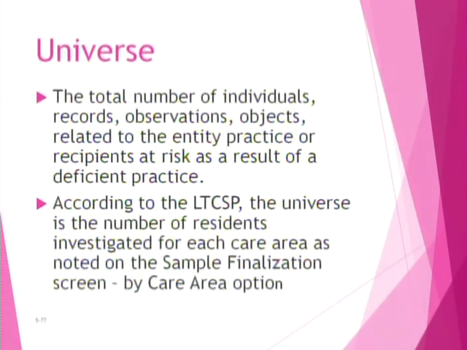The universe: the total number of individuals, records, observations, objects related to the entity practice or recipients at risk as a result of the deficient practice. Well, in our long-term care survey procedures, the universe is the number of residents investigated for each care area as noted on the sample finalization screen by care area option. So you need to check that. During the survey process, there are going to be several documents, but you need to look at the number of cases that we're looking at, the number that would give us an idea about the universe. So strive to look at that.